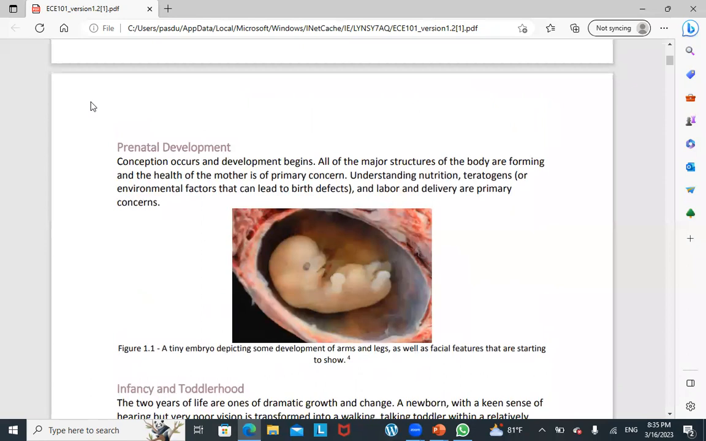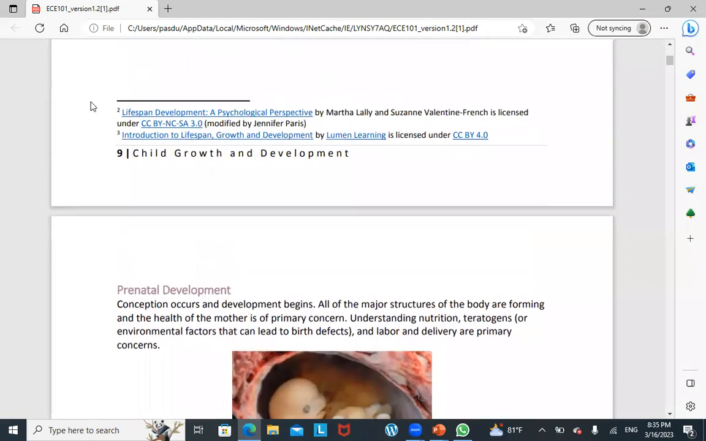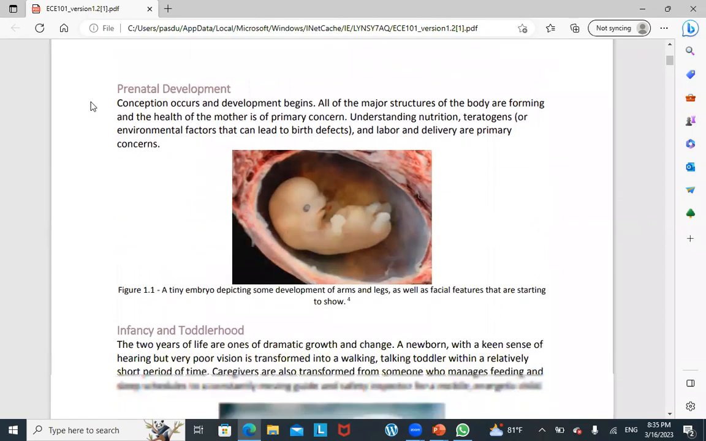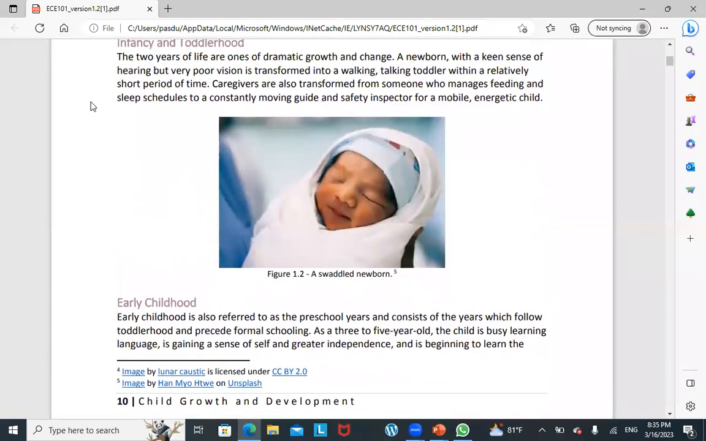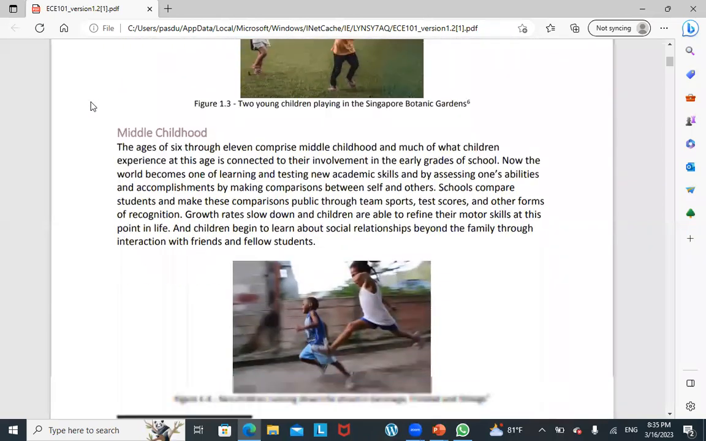Now, under prenatal development, what are the things we are going to discuss? Prenatal development, conception, and how the development occurs, what kind of nutritional factors and other things contribute to the growth, and the stages of this growth we are going to discuss. Under infancy and toddlerhood, we are going to discuss some of the things mentioned here. You can have a look at it. Then early childhood, likewise, you can read it.